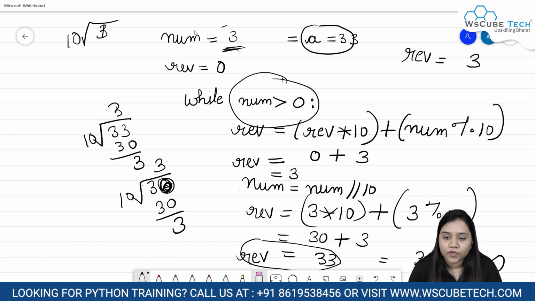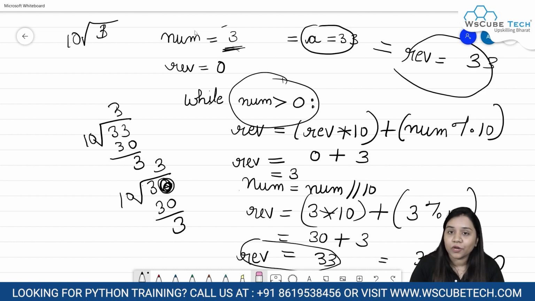Now we need to compare this 33 with a. If this reverse is equal to a, then the number is a palindrome, else it is not a palindrome.